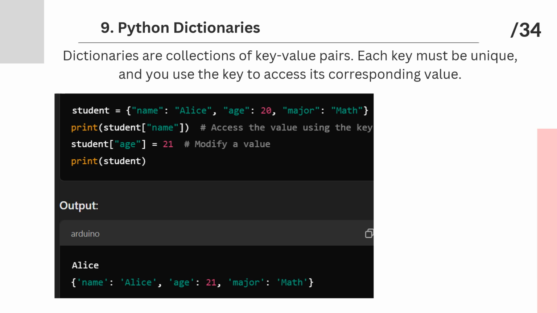Python dictionaries. Dictionaries are collections of key-value pairs. Each key must be unique, and you use the key to access its corresponding value. So this is the code I have written, and this is the output of this code.